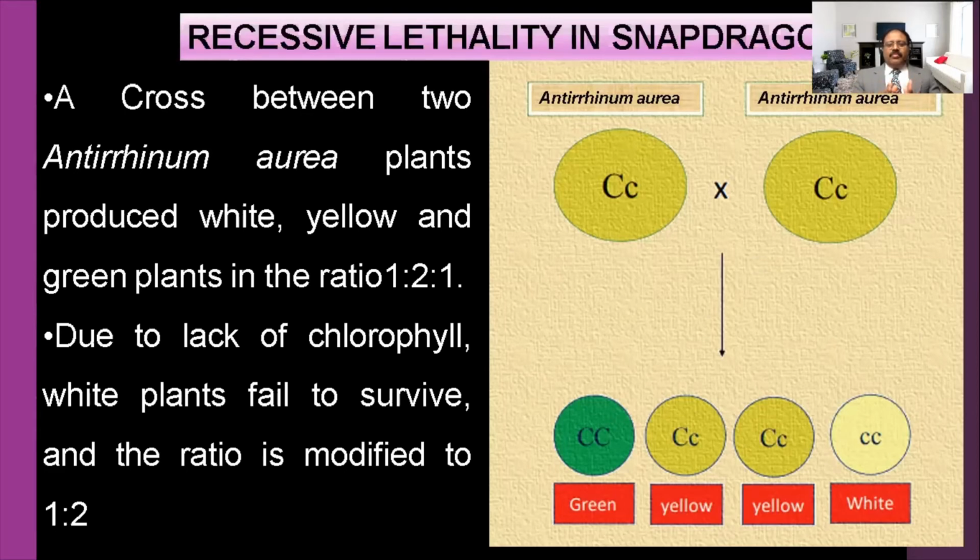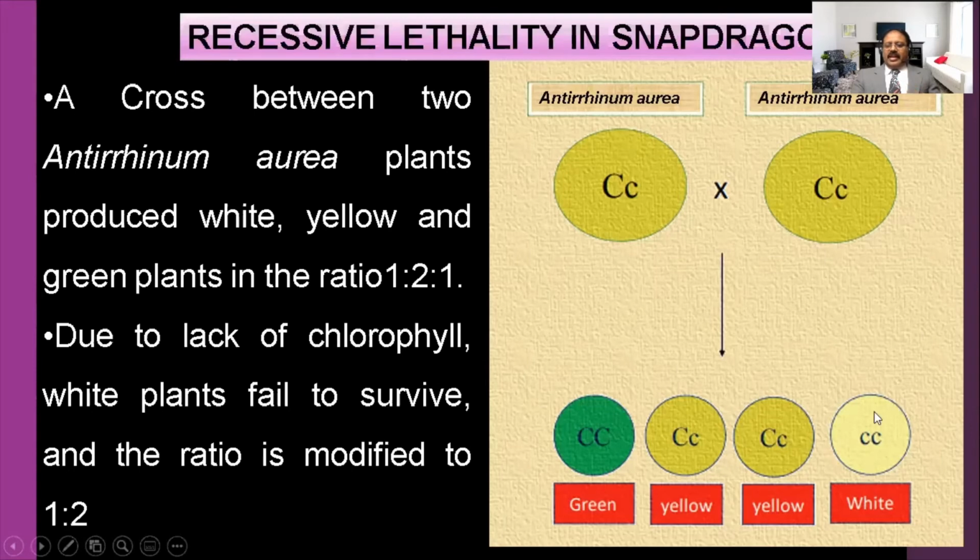When they can't do photosynthesis, the plant will die before maturing. When they are formed, in the earlier stages itself, the plant will die. Okay, so usually when there is a cross between contrasting characters, what will come? 1 is to 2 is to 1. So here also 1 is to 2 is to 1 should come.